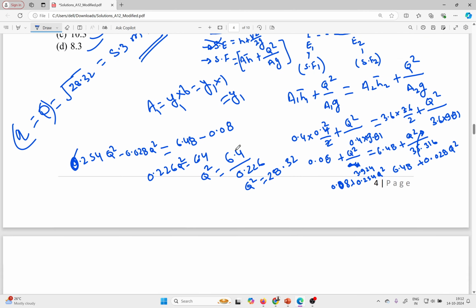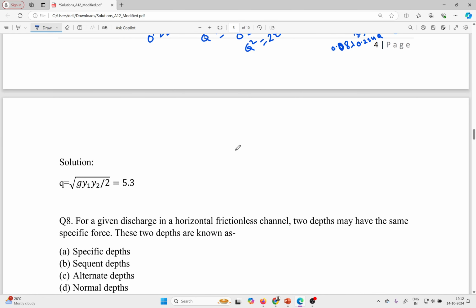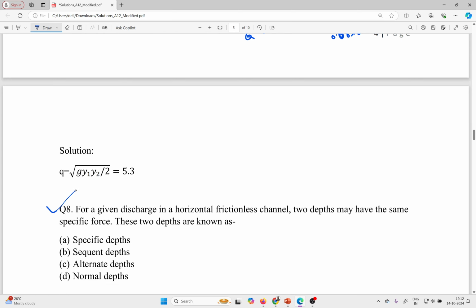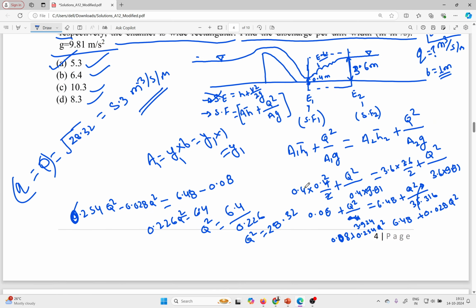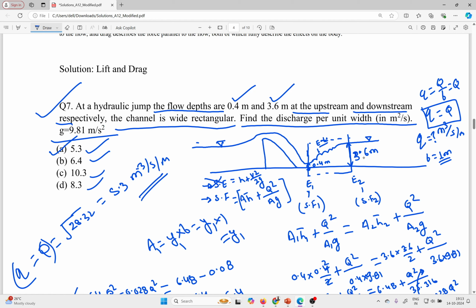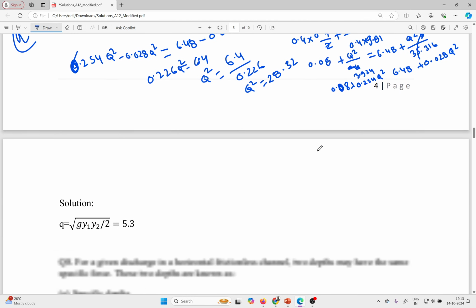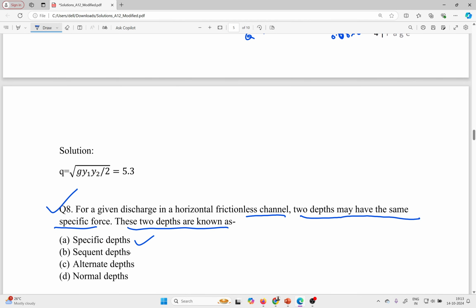Question number 8 is: for a given discharge in a horizontal frictionless channel, two depths may have the same specific force. These two depths, this 0.4 and 3.6, are known as: specific depth, second depth, alternate depth, or normal depth?